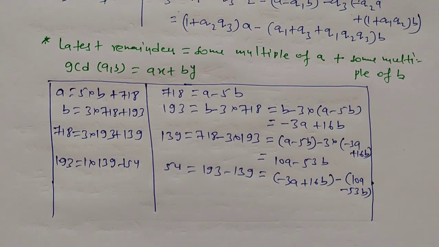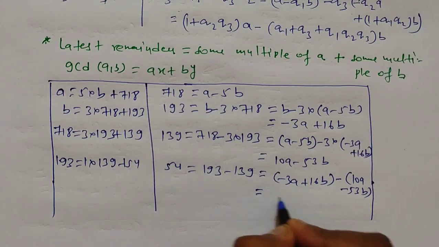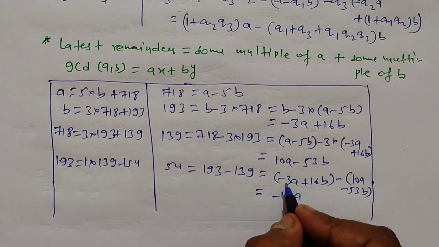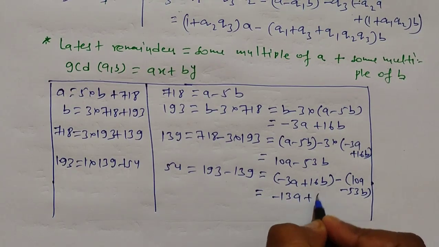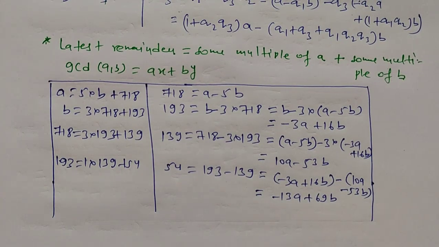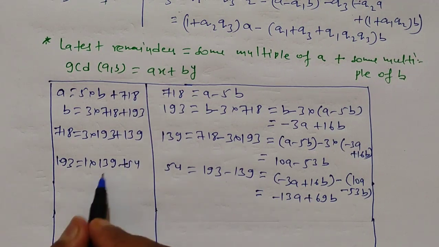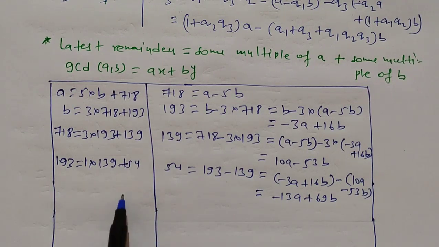This is for again. We can write this finally: minus 13A minus 10A minus 3A minus 13A plus 69B plus 69B. Now again this will continue until the last term, which is in the form of remainder, becomes 0. So we will have to continue this process.